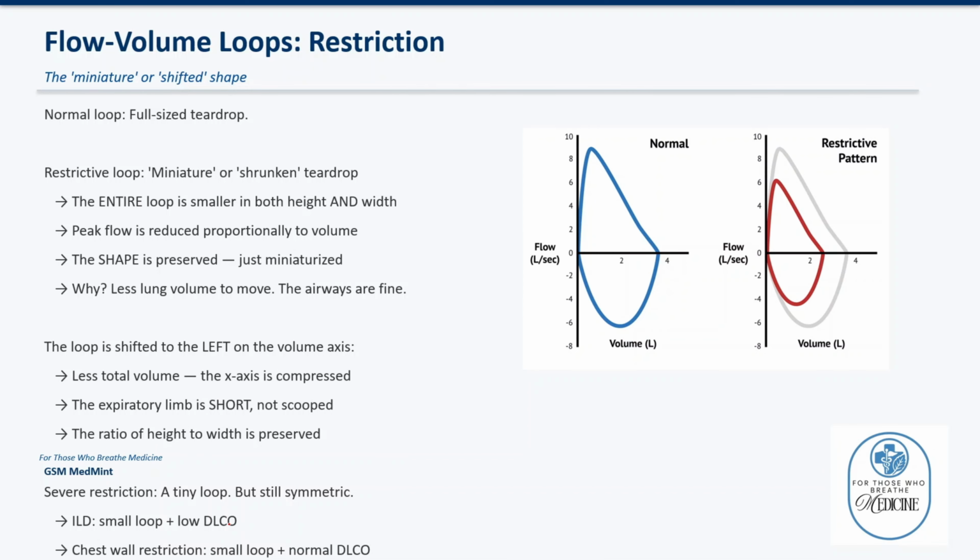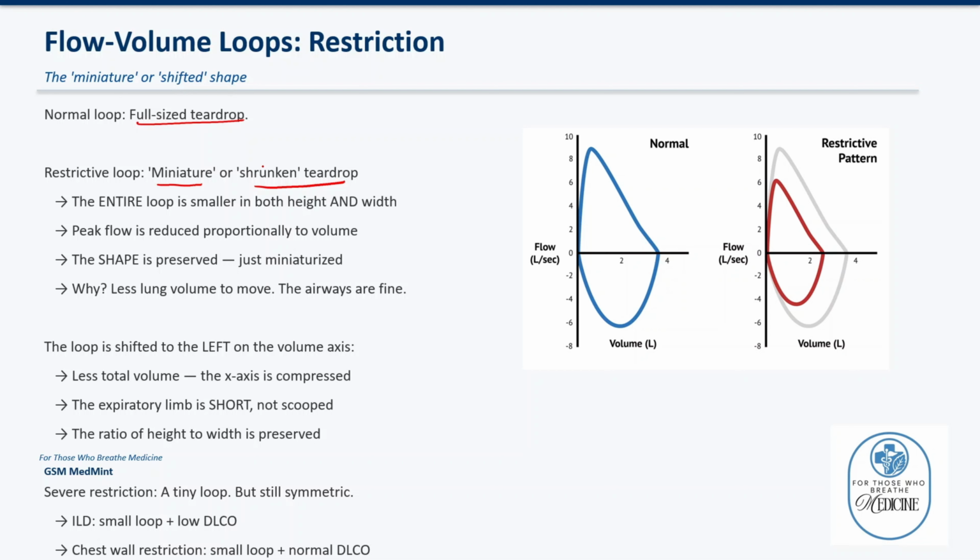In the restrictive loop, a completely different picture. In the normal loop, we see the full-sized teardrop. In the restrictive loop, we see a miniature or shrunken teardrop. The size gets small. The entire loop is small. Both height and width are reduced. The peak flow is reduced, but proportionately to the volume. The shape is preserved. It is just miniaturized.